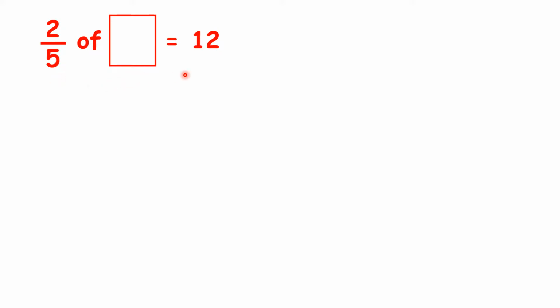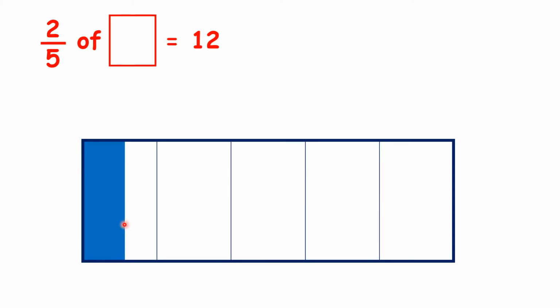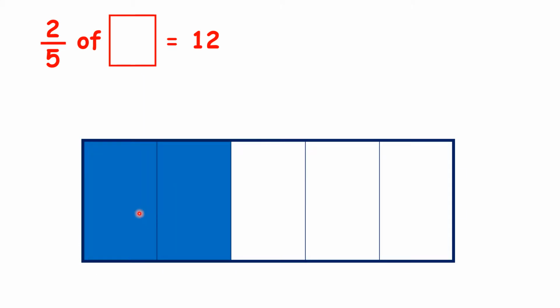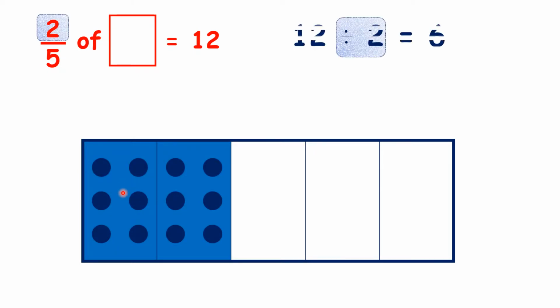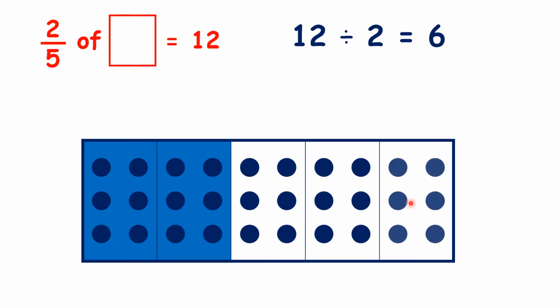2/5 of what number is 12? Well, let's think about this question. If we know that 2/5 is 12, then we know that 1/5 must be 6, because 12 divided by 2 is 6. But if 1/5 is 6, and we want to find the whole quantity, then we need 6 in our other fifths as well.